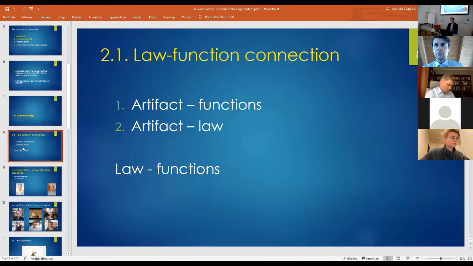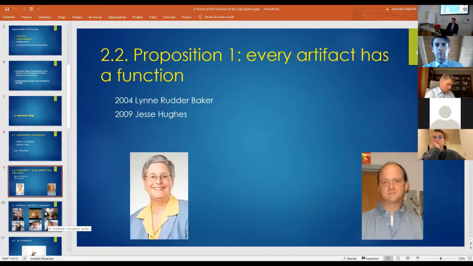Classically, every artifact has a function. We have the second proposition, claiming that law is an artifact, so the conclusion is that law has a function. Of course, if we cannot find the function of law, or it is not obvious, then something is strange with the law as an artifact. And as I said, I think that this was the reason why legal theorists are now trying to identify what the function of law is.